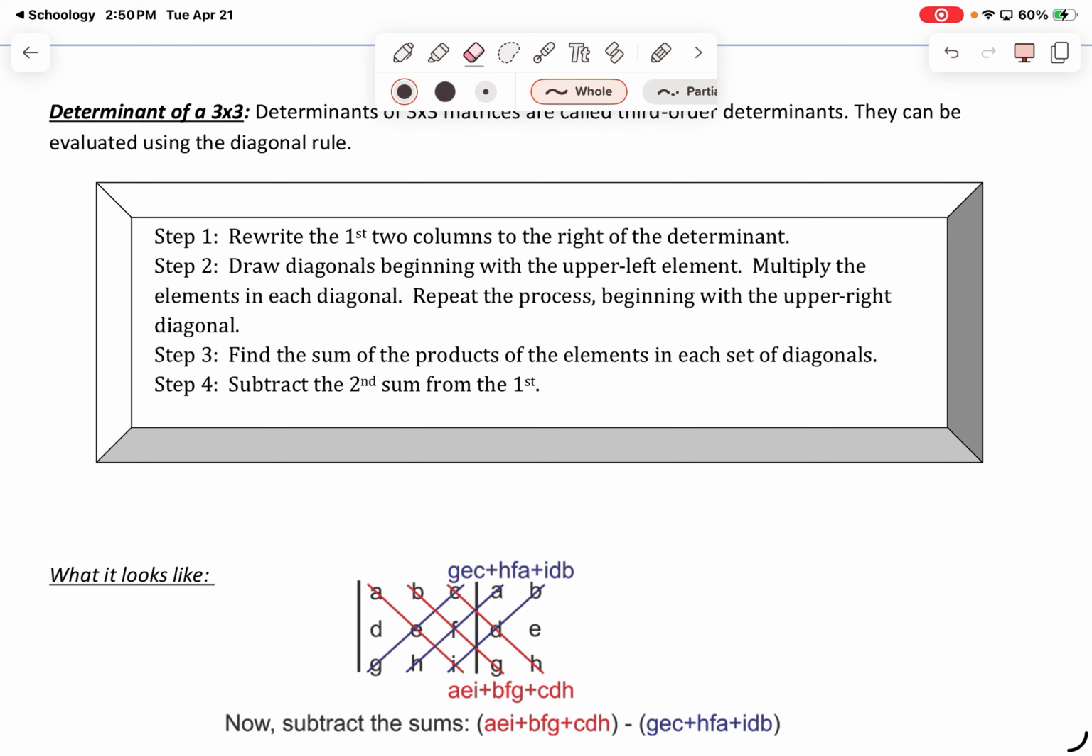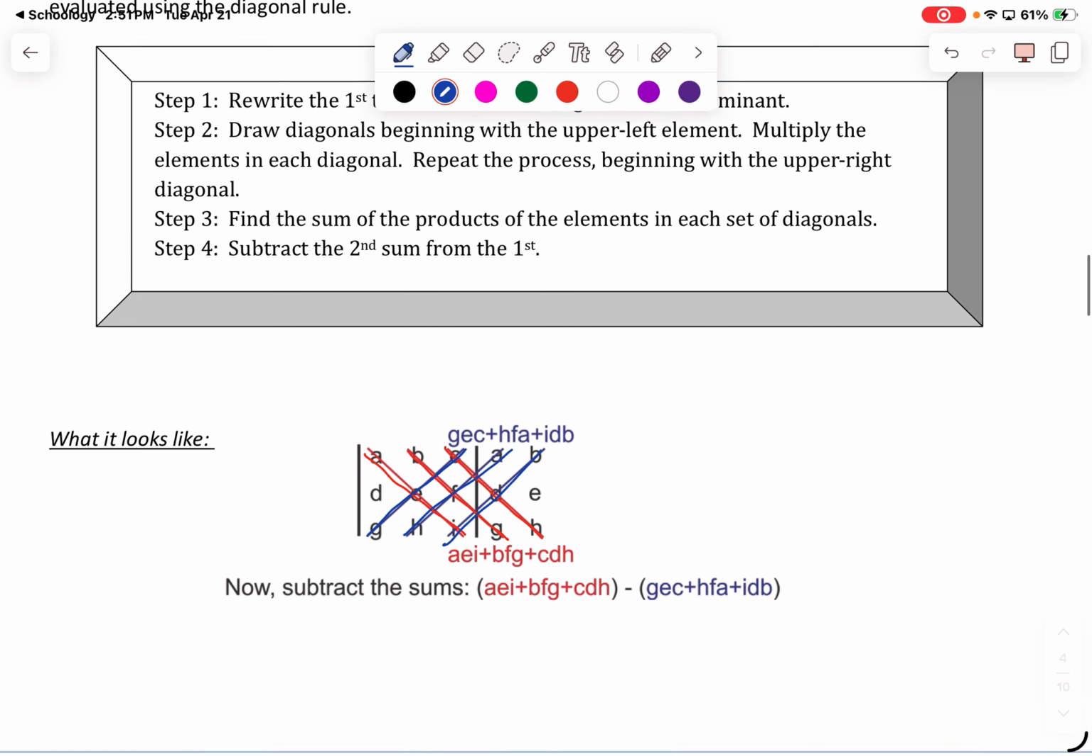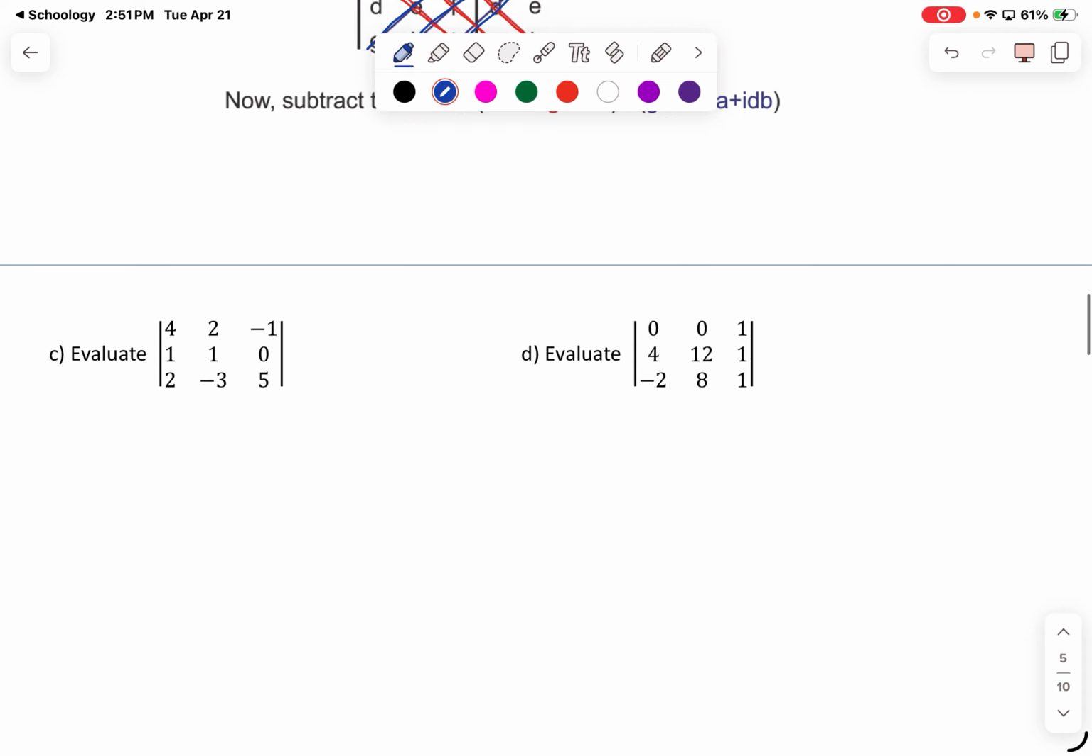So what you're gonna do is multiply these 3 entries, A times E times I, multiply these 3 entries, B times F times G, C times D times H, okay? And then you're gonna multiply these 3 entries, and these 3 entries, and you're gonna sum the first 3, sum the second 3, and then subtract those 2 sums. Yeah? It's not difficult. It's like one of those things that if you know what to do, it's not bad, okay?